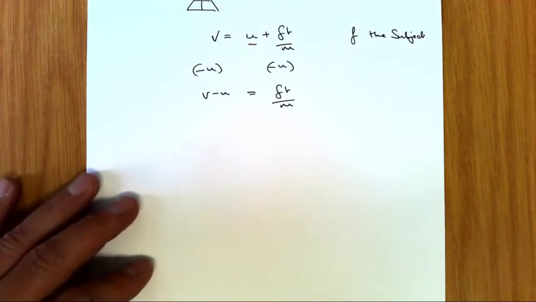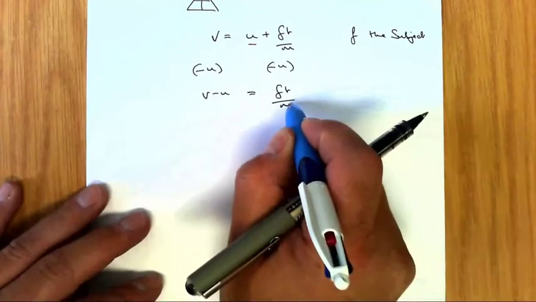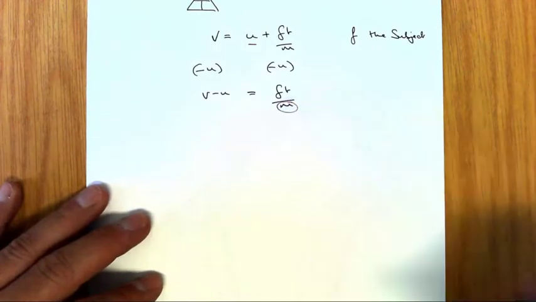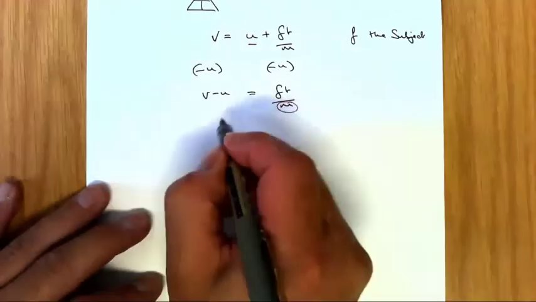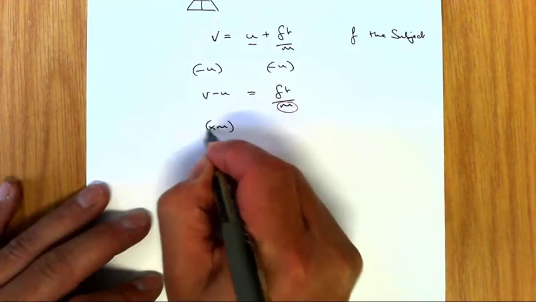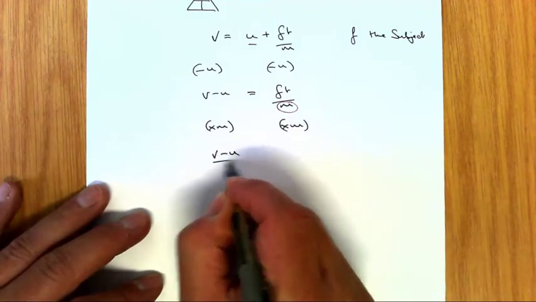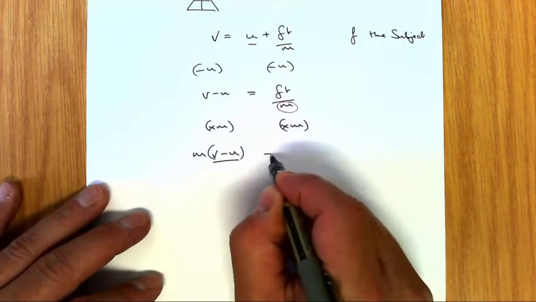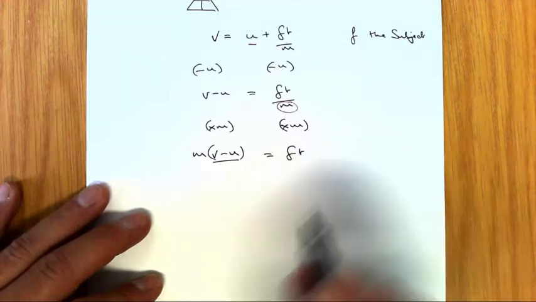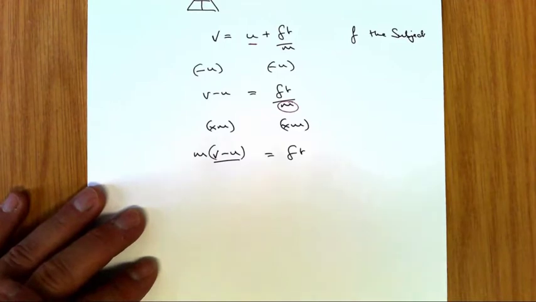Okay, so it's getting a little bit clearer. We've got fewer terms. We've only got now 3 terms on the right hand side. I would say the next one, which is furthest away, is this M here. So let's get rid of that. And how are we going to get rid of that? Well, we're going to times both sides by M. Okay, so you've got M times (V minus U) equals Ft.